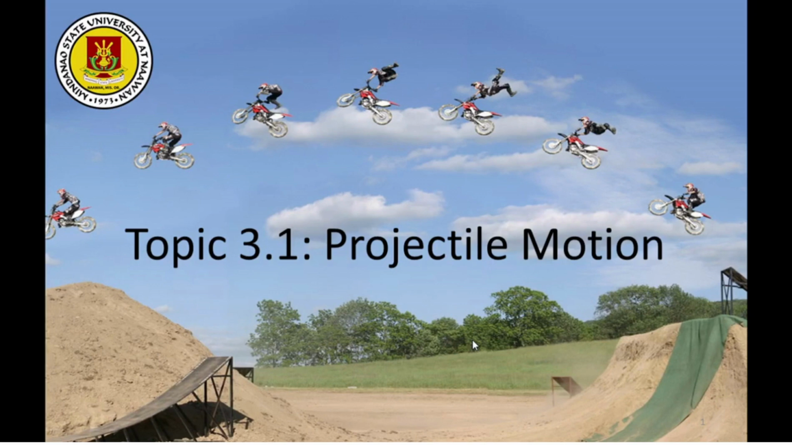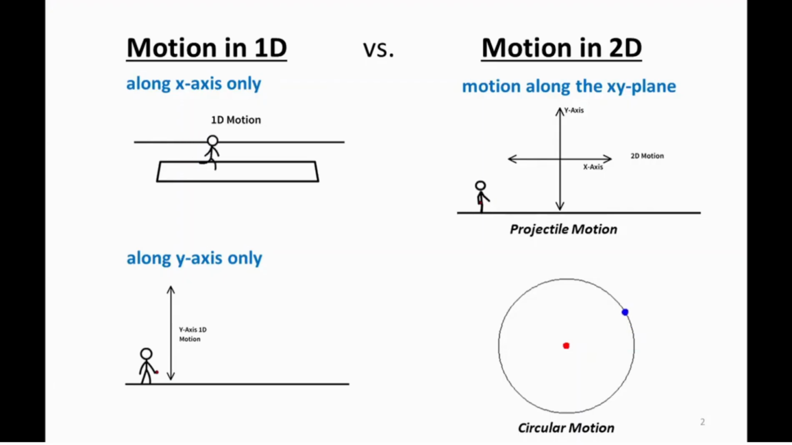Good day everyone. Today we will discuss the first part of two-dimensional motion, which will focus on the projectile motion. But first, let's look at the difference between the motion in one dimension and two dimensions. In the previous topic, we discussed one-dimensional motion, which can be described as either motion along the x-axis only or along the y-axis only.